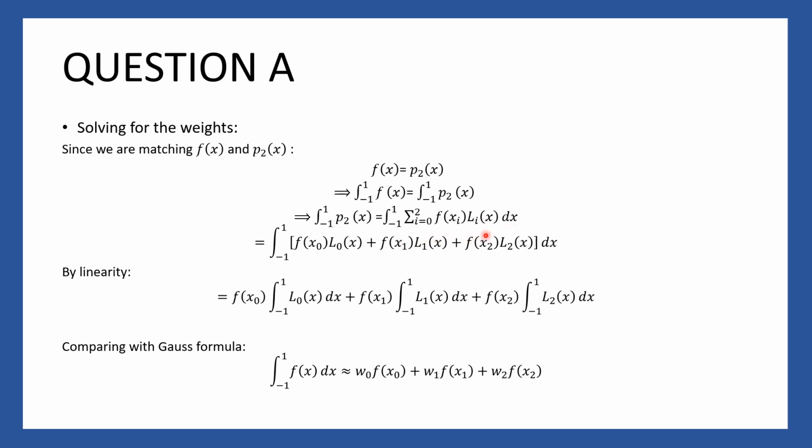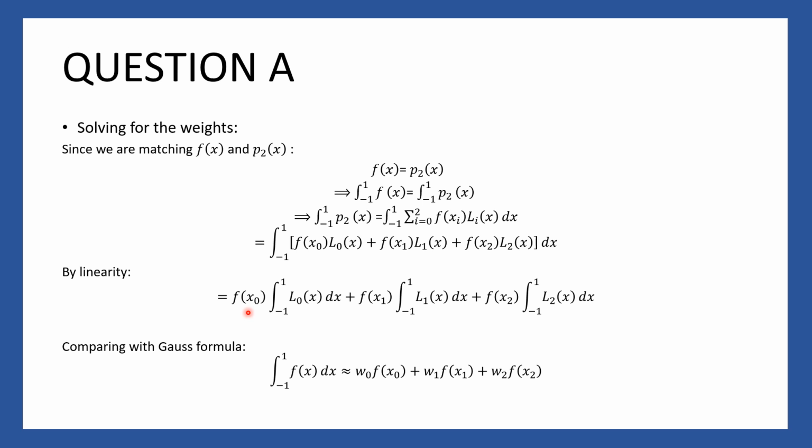And expanding that integration of that expression, we get this expression. And by linearity, this expression is equal to, when we factor out the f of x's, we are left with the integration of the Lagrange basis polynomials only. So like this, plus this, plus this. And comparing that with the Gauss formula, we can see that they have something in common.